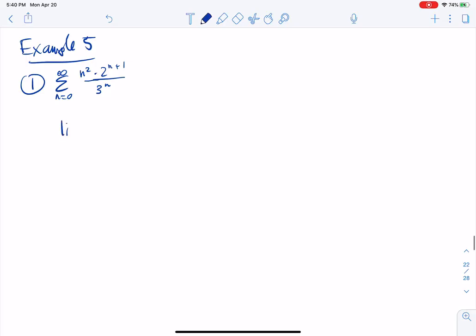So to do the ratio test, I'm going to take the limit as n approaches infinity of the absolute value of the n plus 1th term over the nth term. And we said in the last video, the last example, what you can do is just set that up as a product instead of a quotient. It would be n plus 1 squared times 2 to the n plus 2, over 3 to the n plus 1. Right, so ordinarily this would be over the nth term, but I'm just going to basically multiply by the reciprocal.